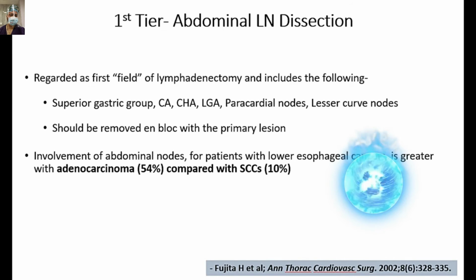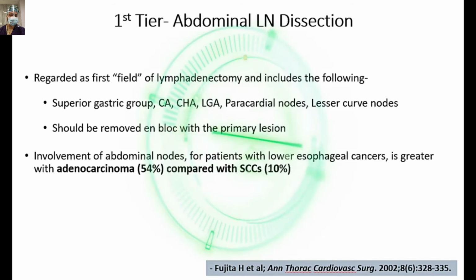So the first tier of abdominal lymph node dissection will be regarded as the first field of lymphadenectomy, that includes the following: superior gastric groups, celiac axis, common hepatic artery, left gastric artery, paracardial lymph nodes, and lesser curve nodes. We have to remember these lymph nodes that we clear in the first tier of abdominal lymph node dissection. They should be removed en bloc with the primary lesion. Involvement of abdominal lymph nodes for patients with lower esophageal cancer is greater with adenocarcinoma, 54%, as compared with squamous cell carcinoma, that is 10%.